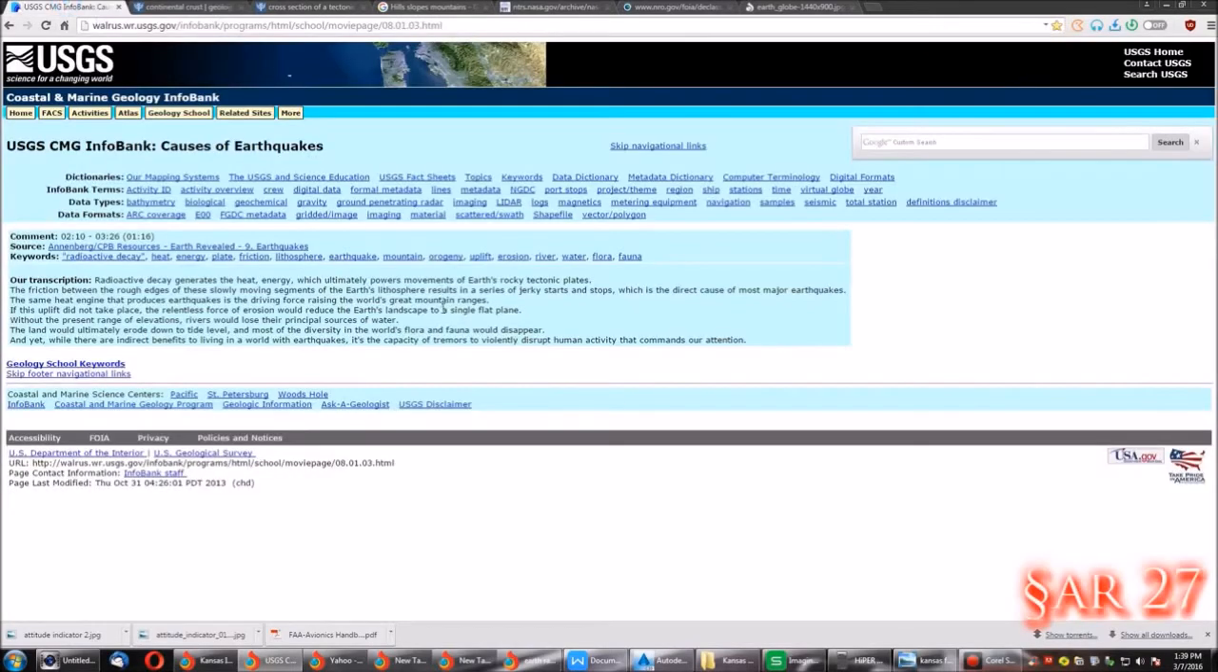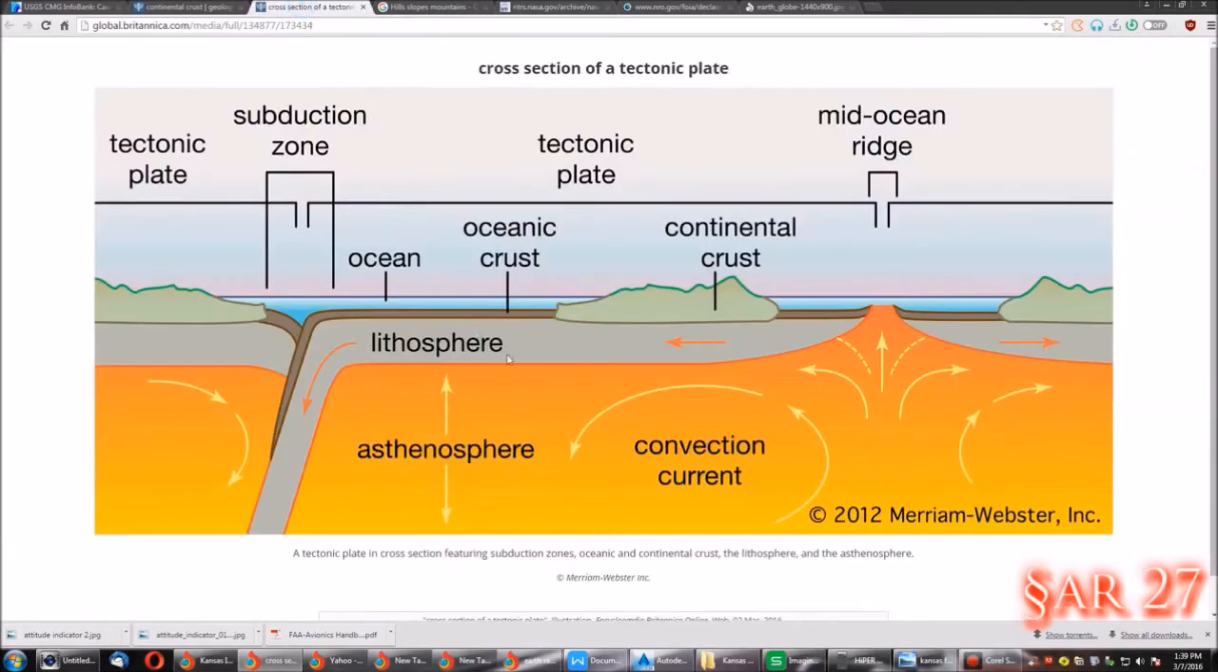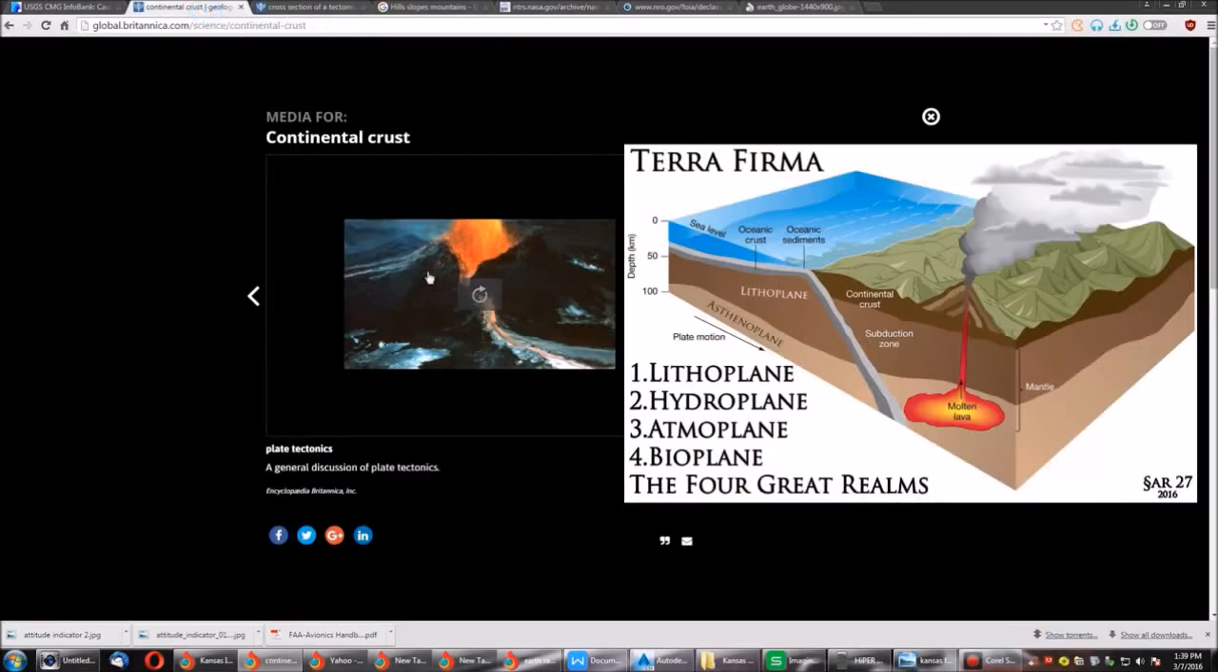I mean, how can a ball, without the Earth's crust, tectonic plates, and earthquakes, become a single flat plane? There it is. You also heard it from the video.